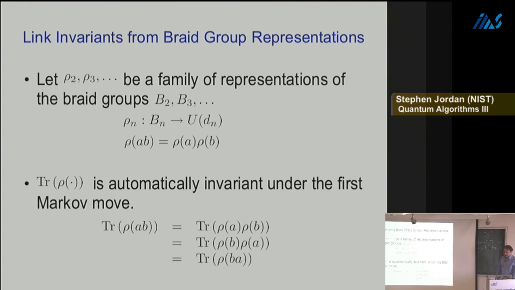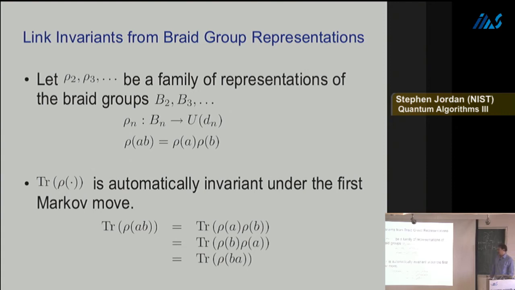So then, quote unquote, all you need to do is also ensure that this representation is chosen such that you also have invariance under the second Markov move. And of course, that's a little glib because it's not so easy to find such representations, but at least this gives you some intuition why taking traces of representations might be a promising approach for getting link invariance.